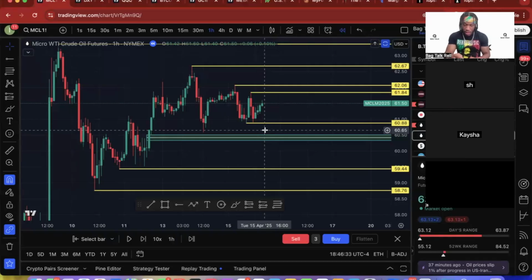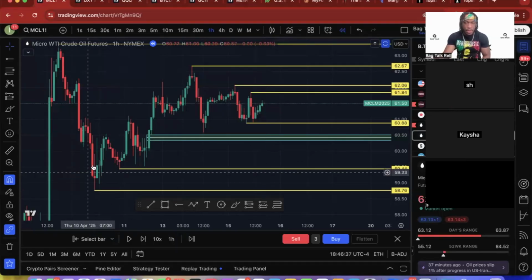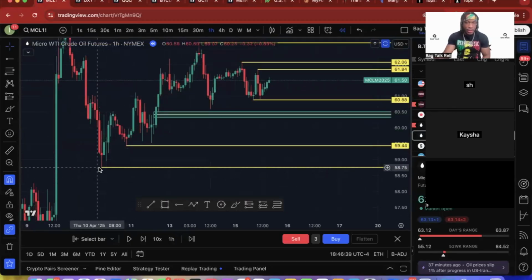Definitely. So Alex said, would the last low you marked be a fair value gap? The last low I marked is right here. Now this is not a fair value gap. This is just simply a low in the market. You can say a swing low if you want as well.